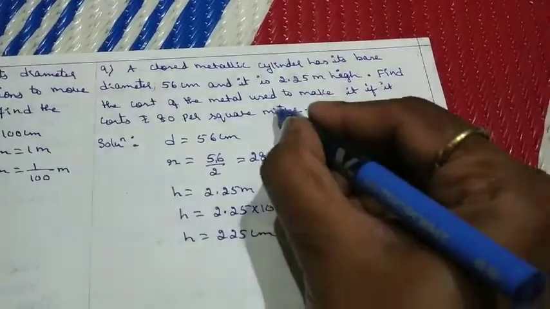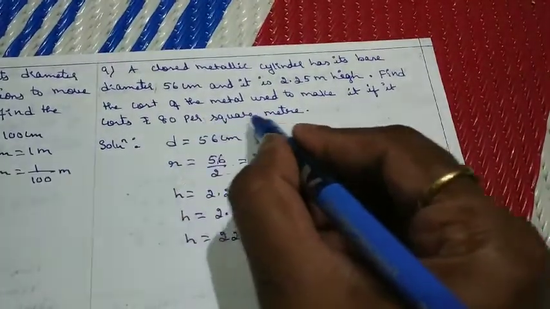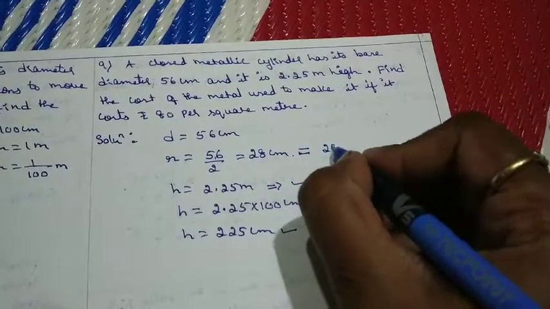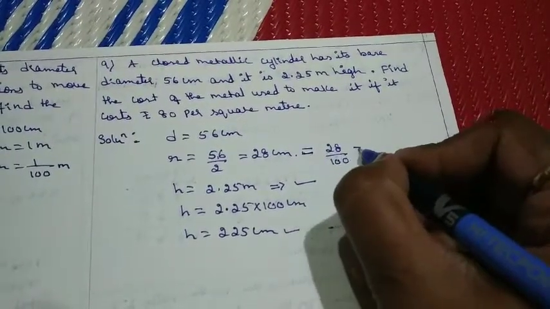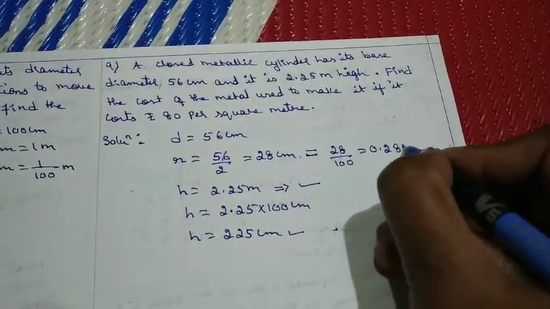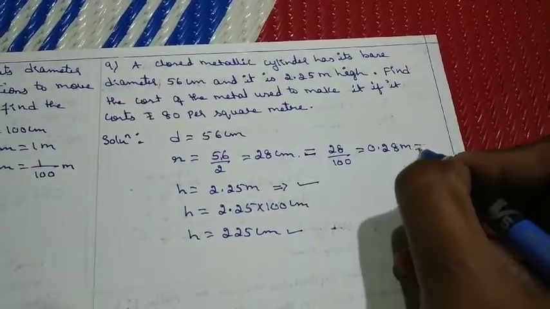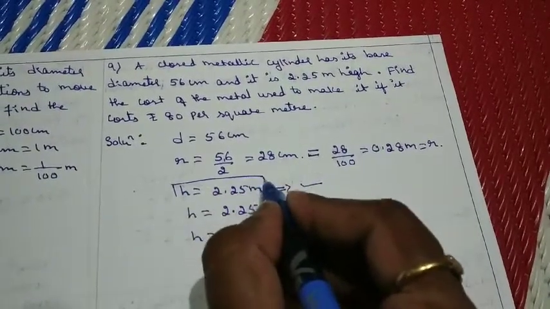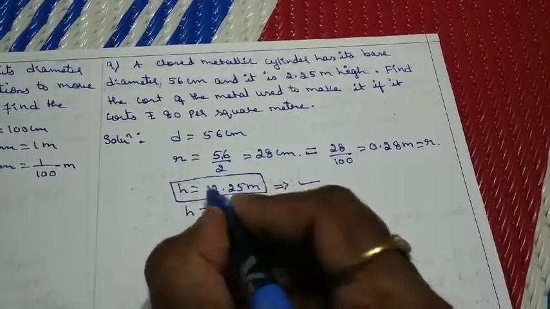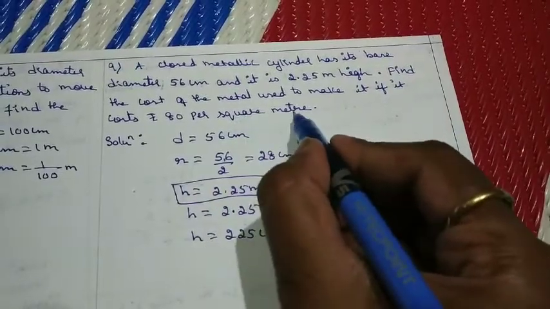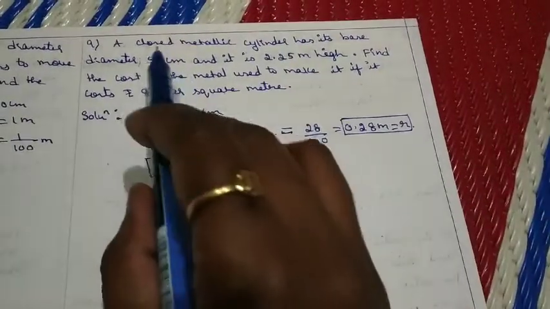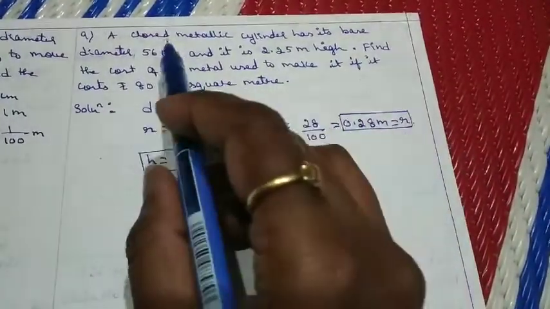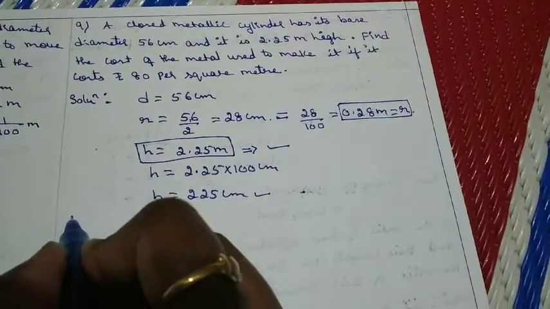So here the area cost is given in meters. So convert better into meters only. Then 28 divided by 100 is equal to 0.28 meters. Take radius as 0.28 meters and the height as 2.25 meters. I am considering this because the cost is given in square meters. And here a closed metallic cylinder is required. Cleared? Therefore, we have to take TSA of cylinder.